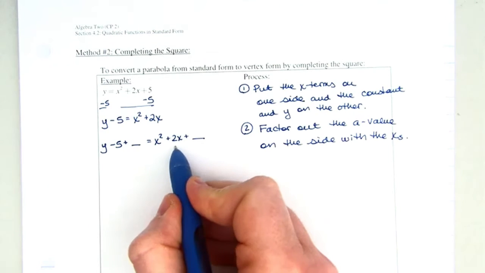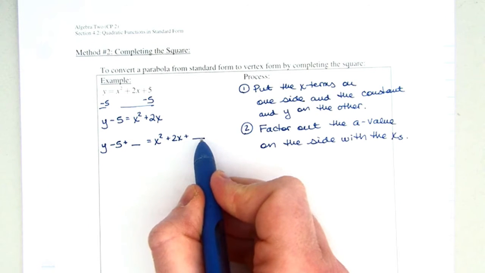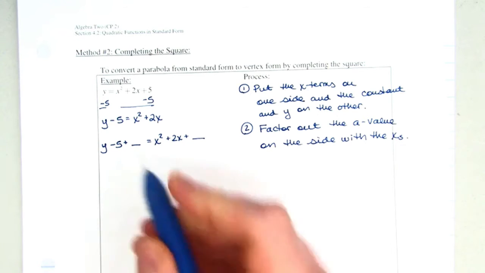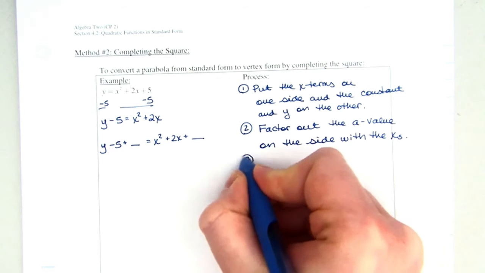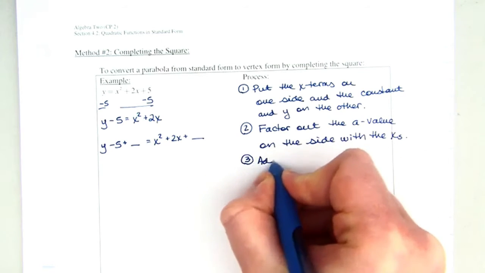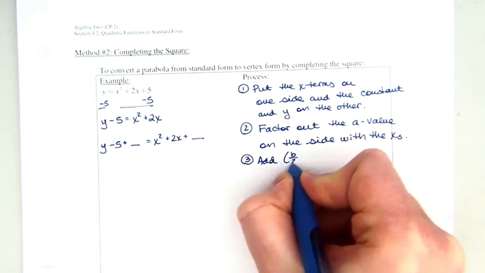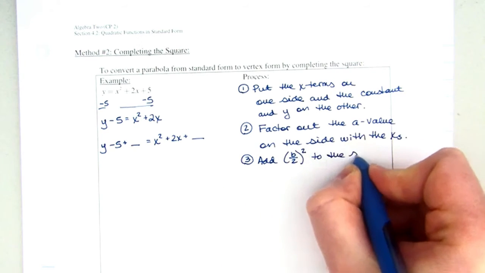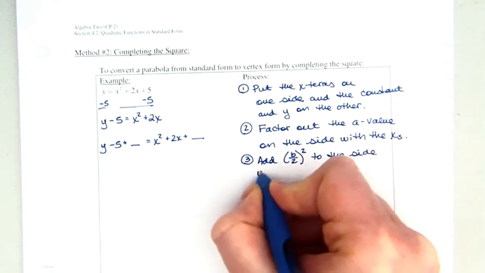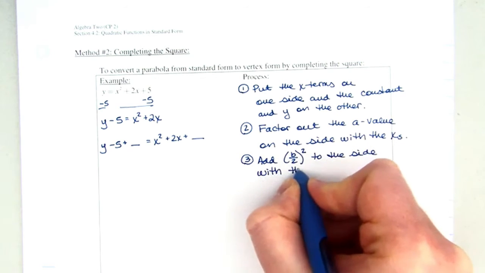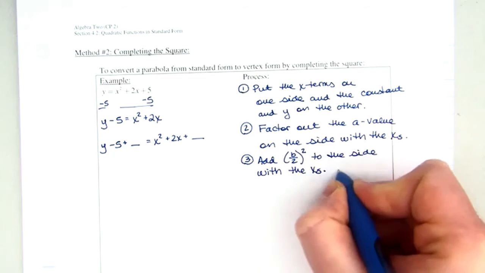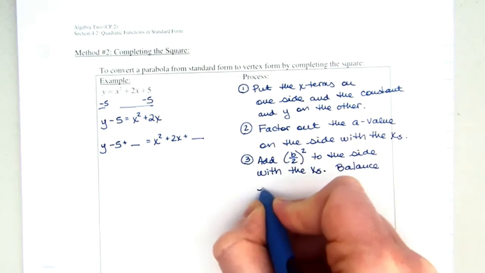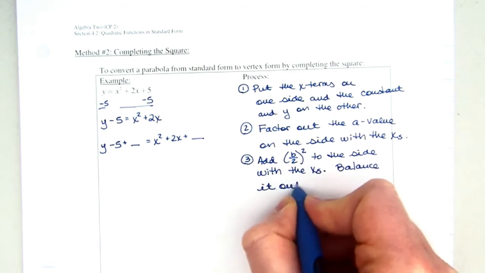I'm going to add half my middle number squared to the side with the x's. And then I'm going to balance it out by doing the same thing, at least right now, on the other side. Let me write that down, then I'll do it. I'm going to add half my middle term squared to the side with the x's. I am then going to, there's a reason I'm using this language, balance it out on the other side.